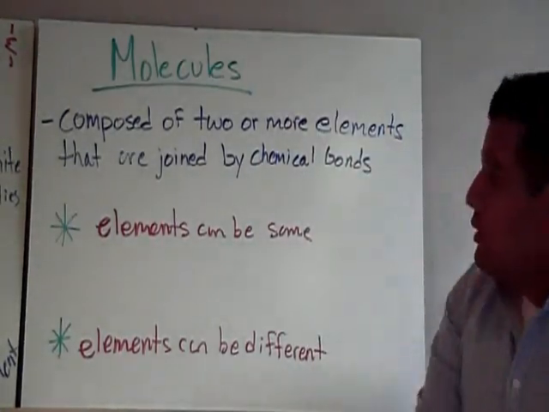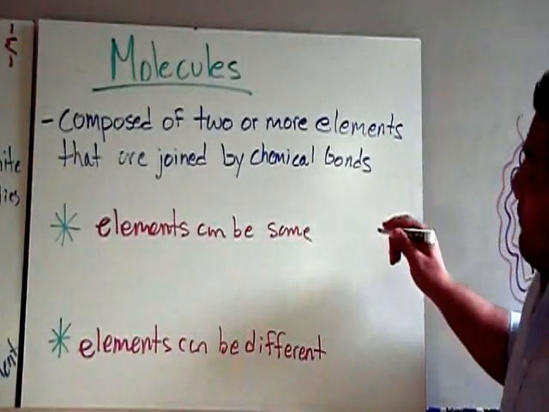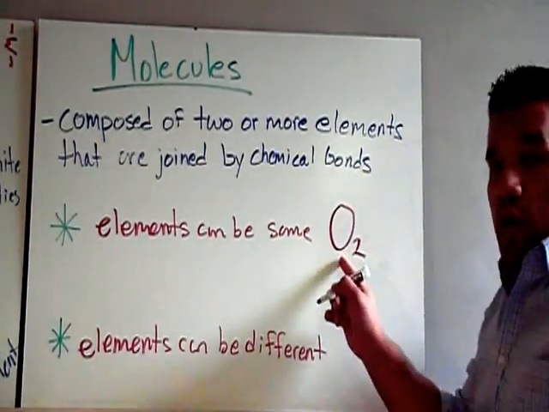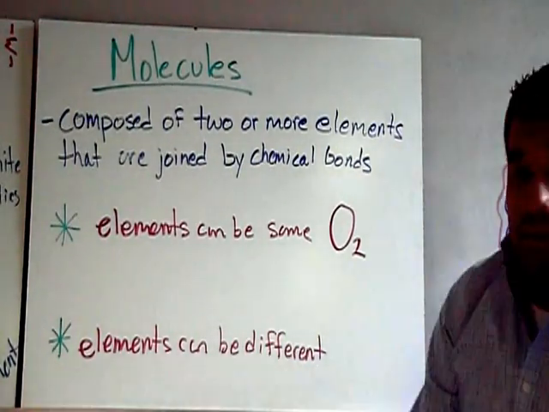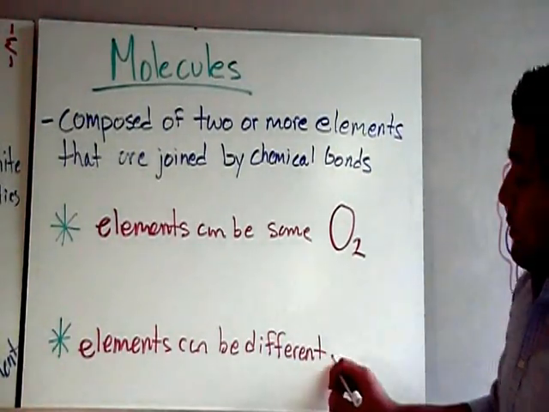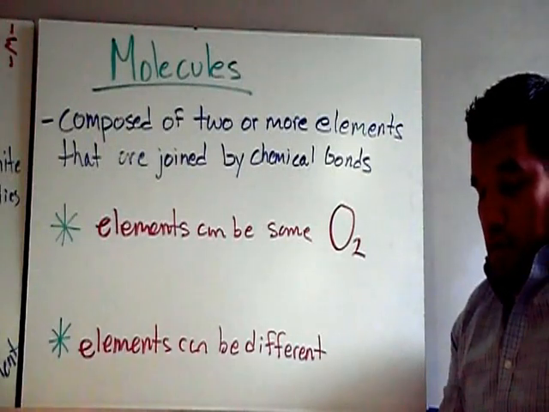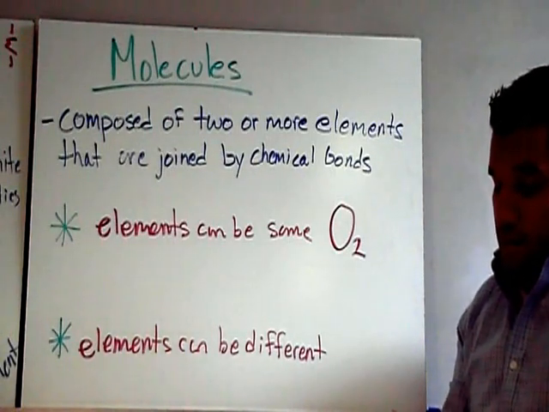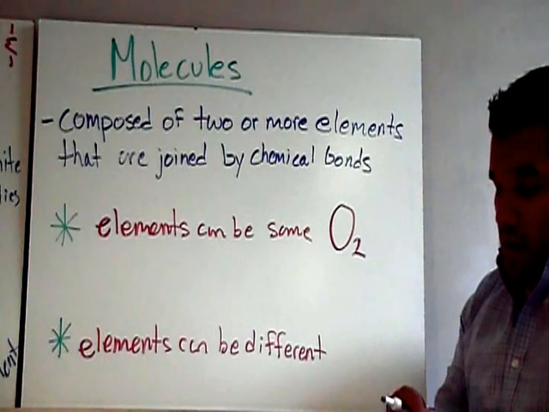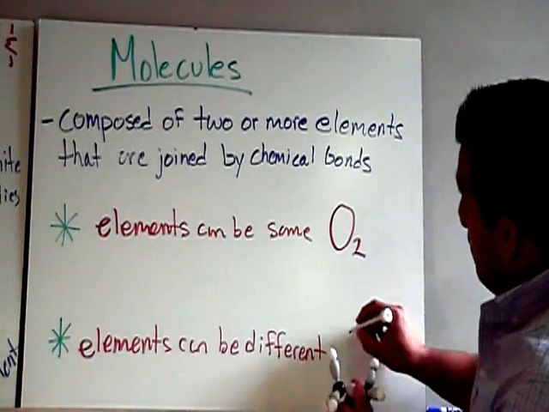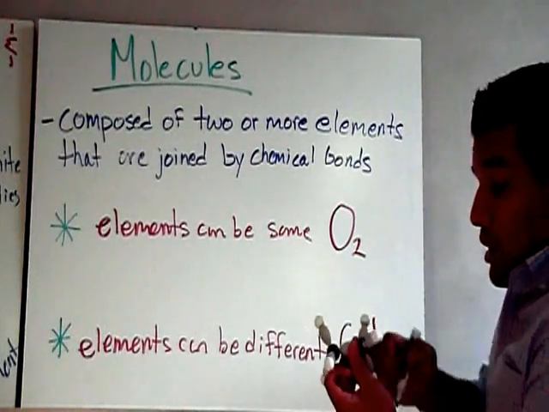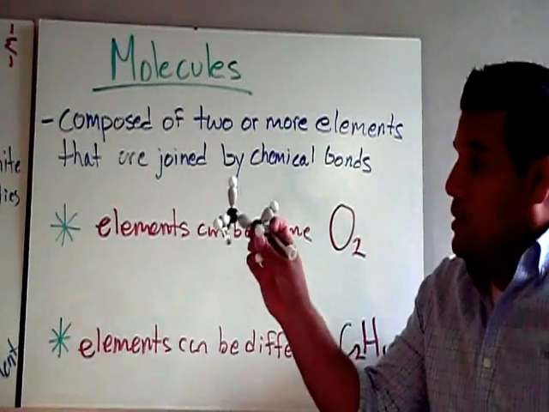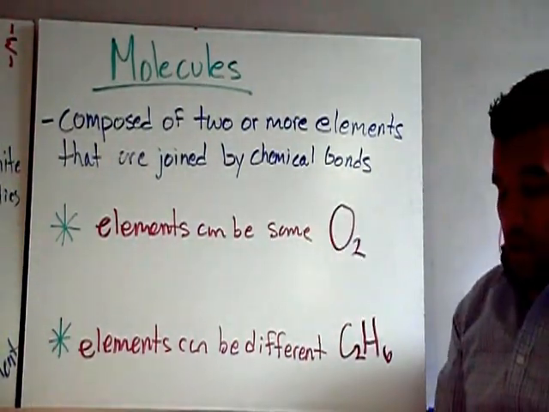If we have a molecule where the elements are the same, like oxygen gas, we have oxygen, but we have two of them, so we write it O2. If the elements are different, I'll use this model as our example. We have carbon and hydrogen: two carbons and six hydrogens. So both of those are molecules.